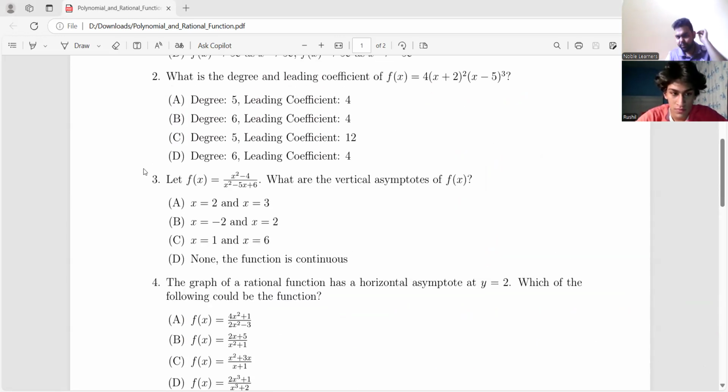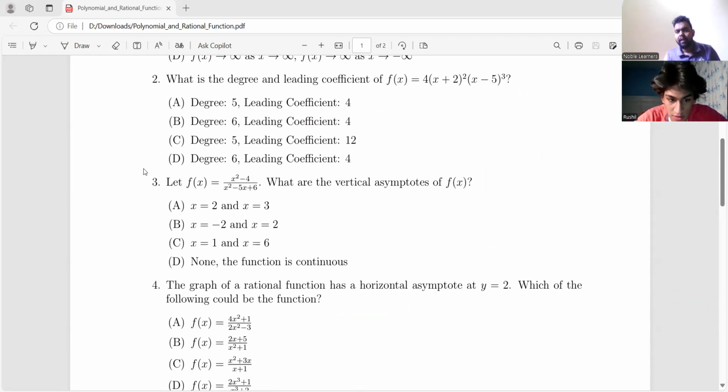Try this one, please. Vertical asymptotes. Okay. So if you don't know, let me tell you the concept a bit. Don't you factor the thing first? Exactly.